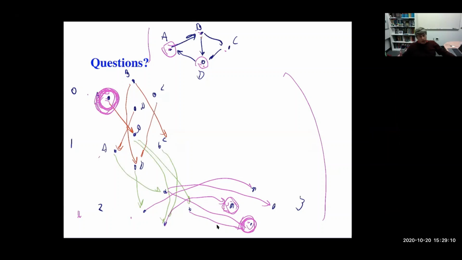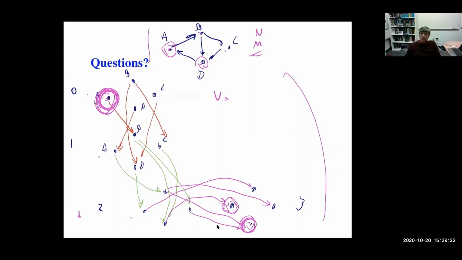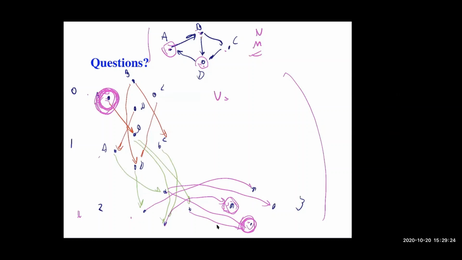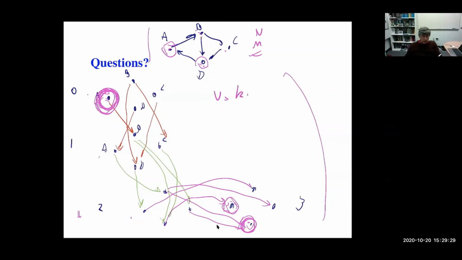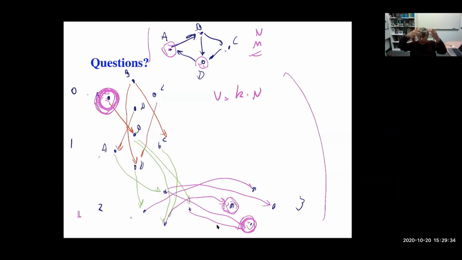The original graph had n vertices and m edges. How many vertices does my new graph have? Can anyone tell me how many vertices my thing has? K times n. I am seeing k, I'm going to do k times n, right? If I knew what k was, I made k copies, ka-chunk, ka-chunk, ka-chunk, ka-chunk, right? How many edges did I have? I think I made something like k times m edges. Isn't that right?